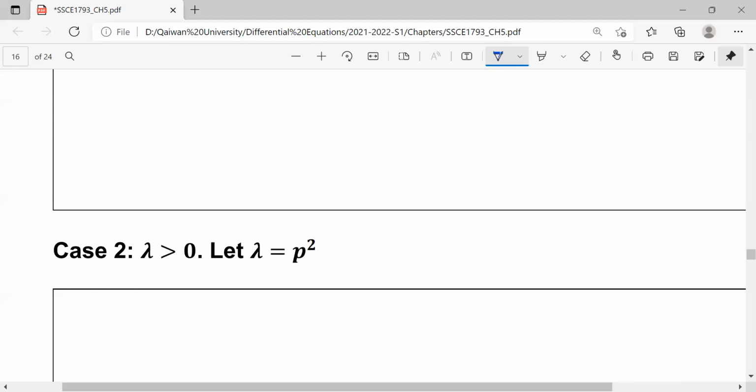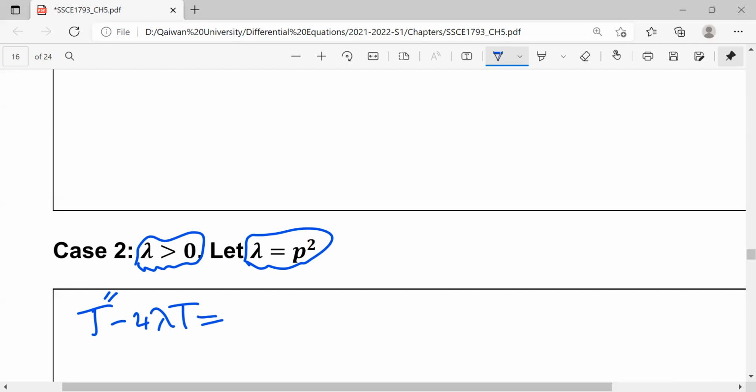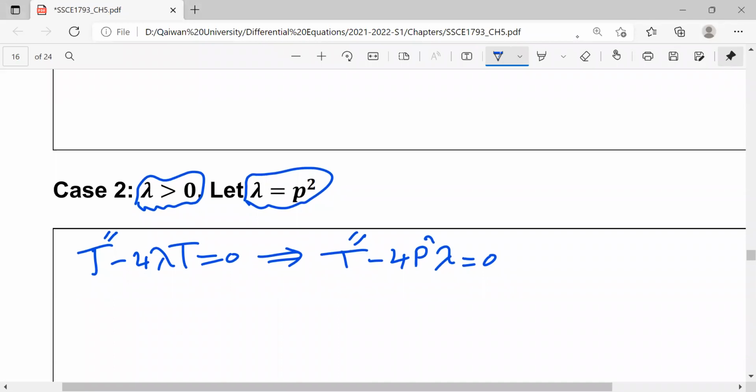We have two more cases. We say if lambda is positive, we let lambda be p squared. If lambda is p squared, here we have T double prime minus 4 lambda T equals 0. We replace lambda by p squared, and we get T double prime minus 4p squared T equals 0. And now this is a second order homogeneous ordinary differential equation.